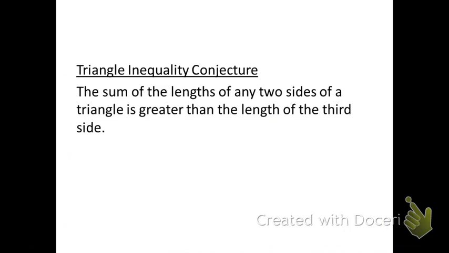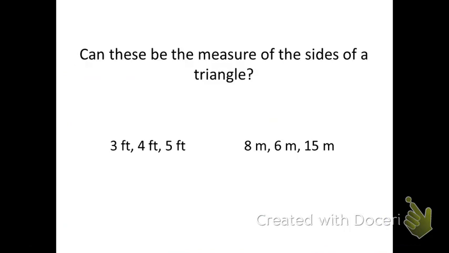Because if the two shortest sides add up to be longer than the third side, then any two sides of the triangle will add up to be longer than the third side. So, if we look at the example on the left, can you make a triangle that has side measures of 3, 4, and 5? The answer would be yes. And you can check it because the two shortest sides, 3 and 4, add up to be larger than the third side.